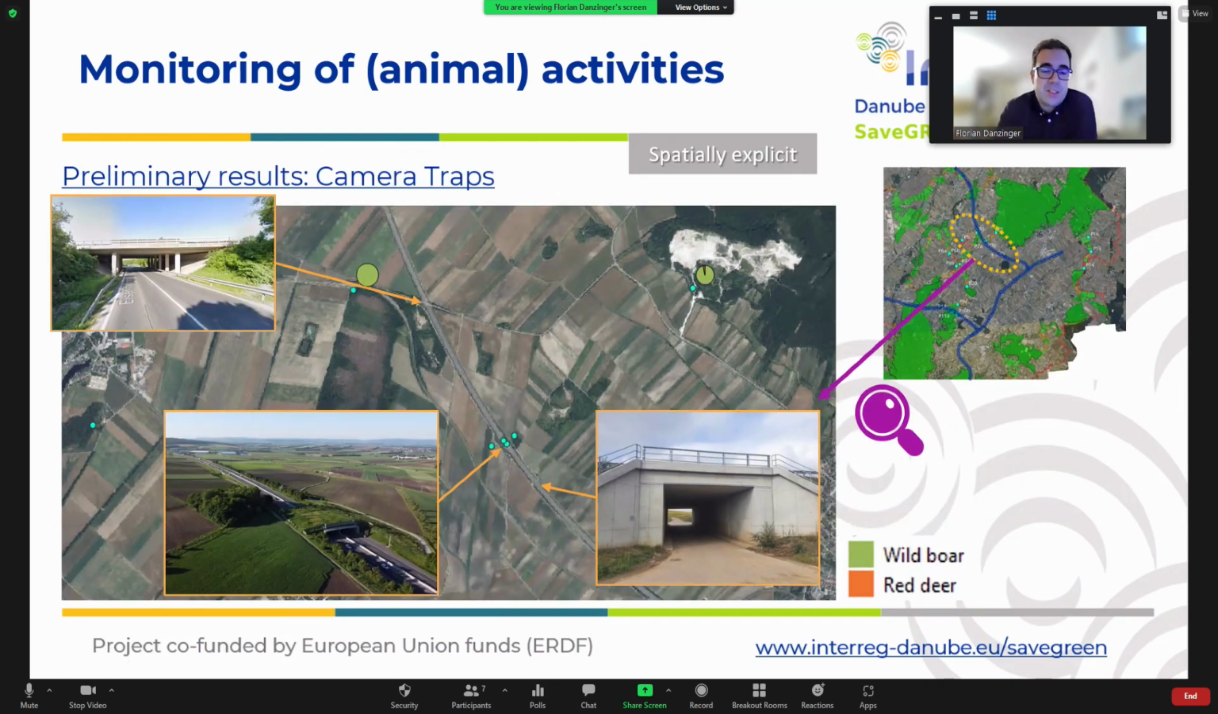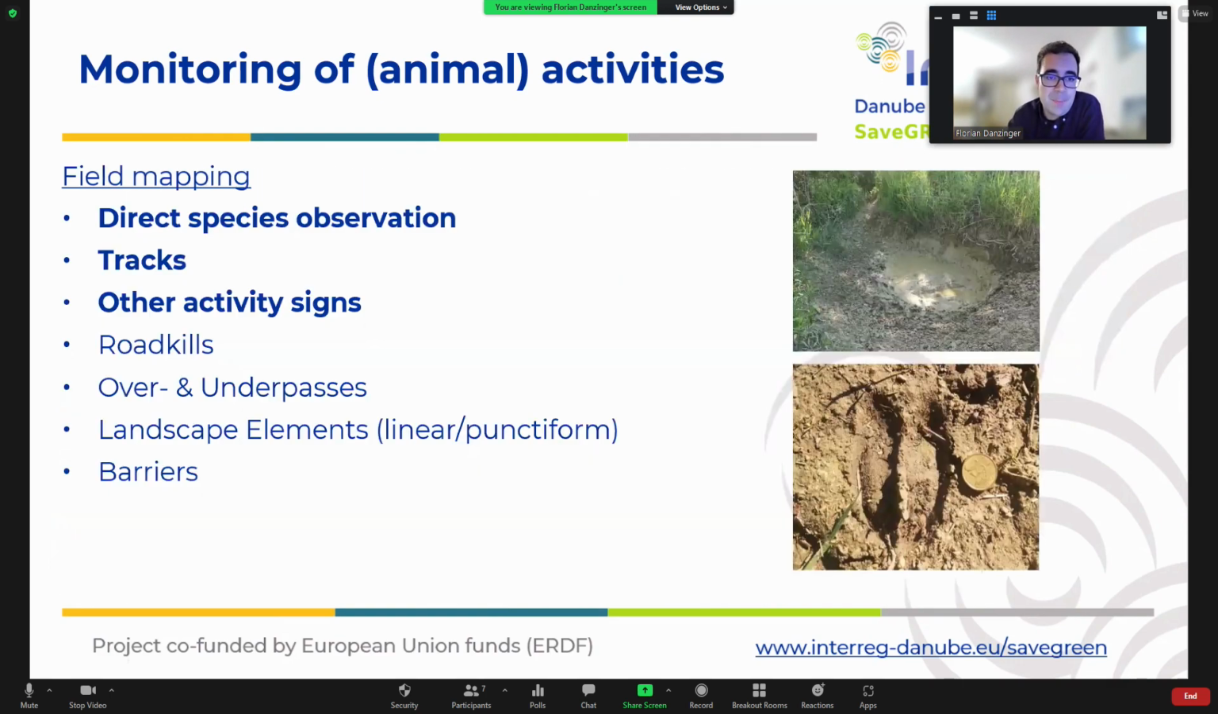So I think it showed the green bridges are great. They are used by a lot of animals, but the surrounding landscape isn't that great, especially at this site. So I think one conclusion could be that you also need some kind of infrastructure that is leading to the green bridge to support the migrating animals.